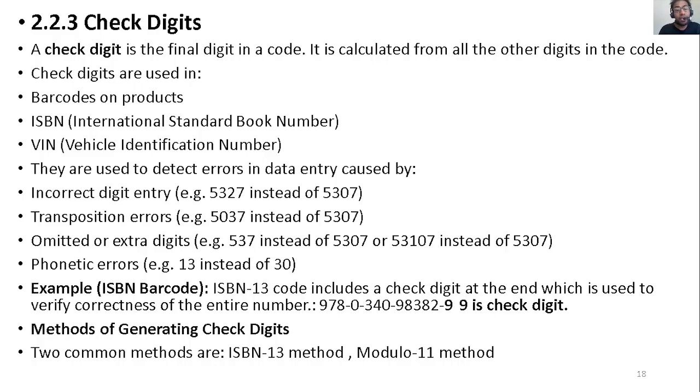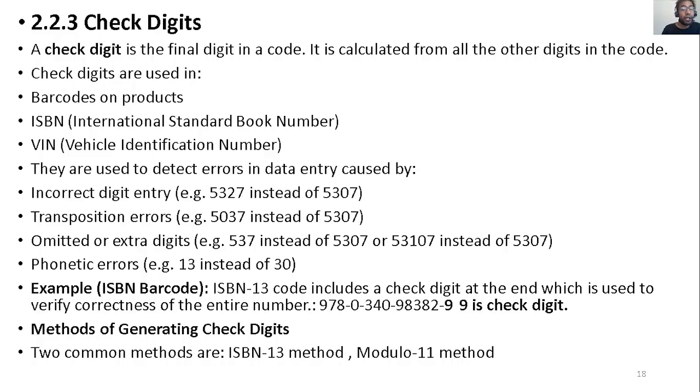So we use the ISBN code for that. It includes a check digit at the end, which is used to verify the correctness of the entire number. Suppose this is our number, 97803409838, and then at the end there is a check digit. The check digit in the ISBN number is written at the end. This 9 is our check digit, and we can verify whether it is correct or incorrect.